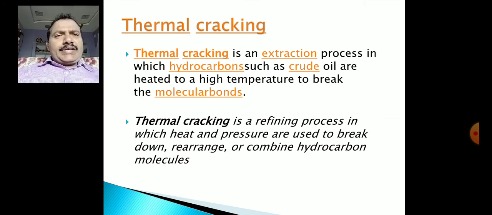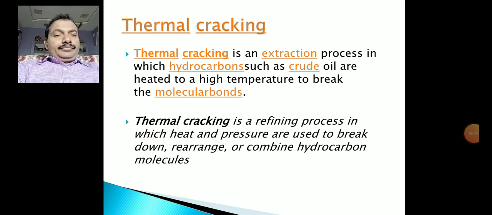And now let us see the thermal cracking here. Thermal cracking is a process in which hydrocarbons such as crude oil are heated to a high temperature to break the molecular bonds. Thermal cracking is a refining process in which heat and pressure are used to break down, rearrange and combine hydrocarbon molecules. So this is the importance of thermal cracking.